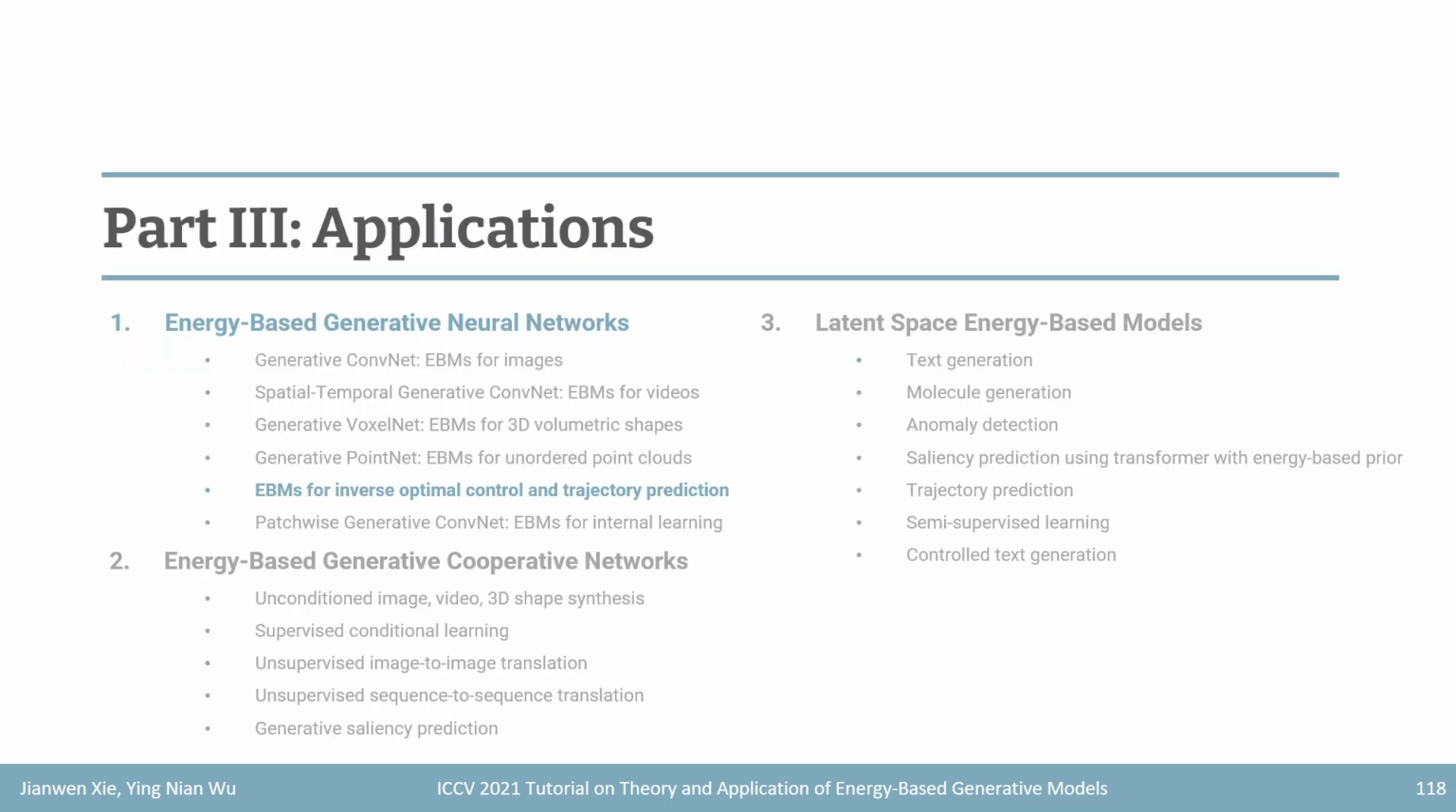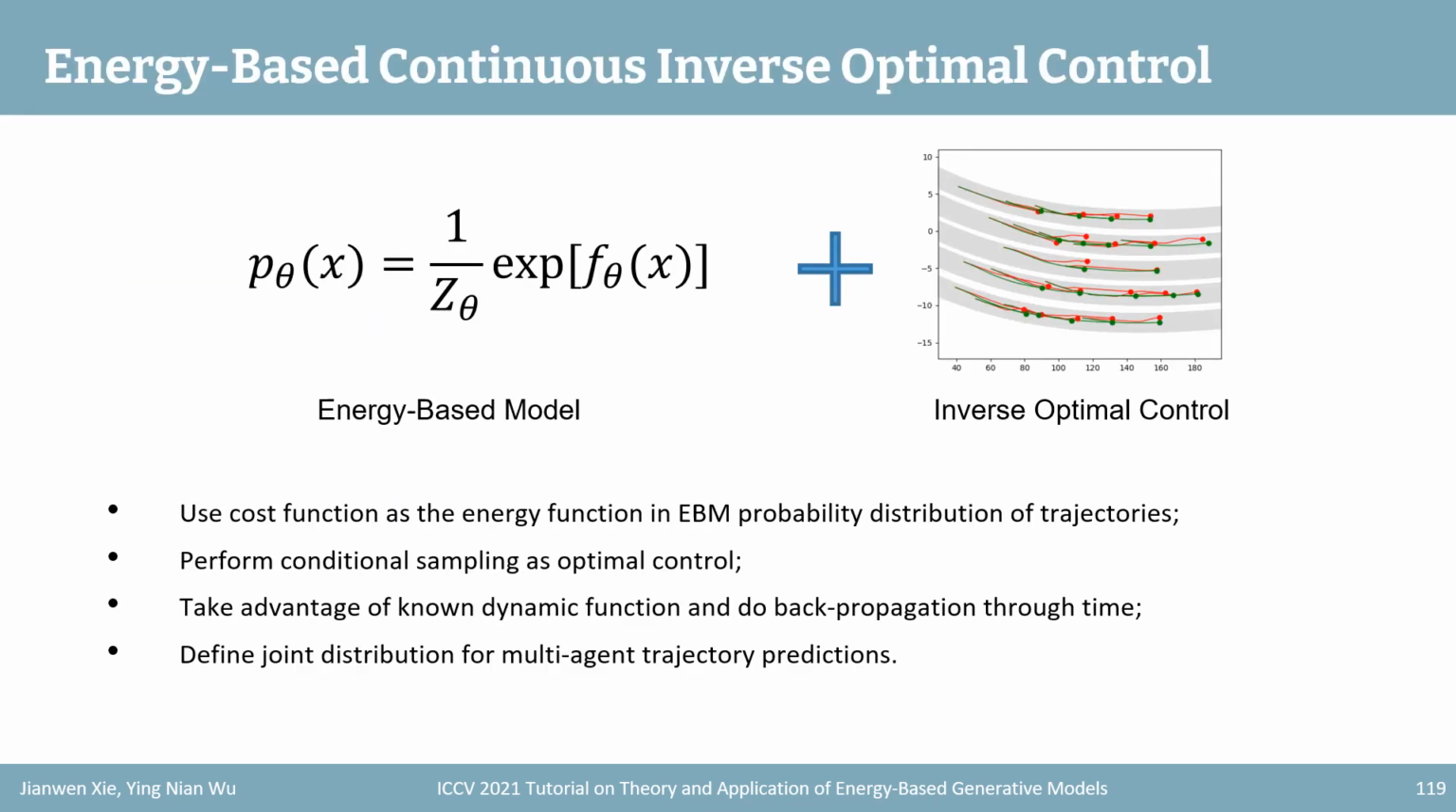In this section, we will talk about energy-based continuous inverse optimal control and trajectory prediction. The problem of continuous inverse optimal control is to learn the unknown cost function from expert demonstration. This problem can be studied in the framework of energy-based model, where the observed expert trajectories are assumed to be random samples from the probability density function, which is defined as the exponential of the negative cost function up to a normalizing constant.